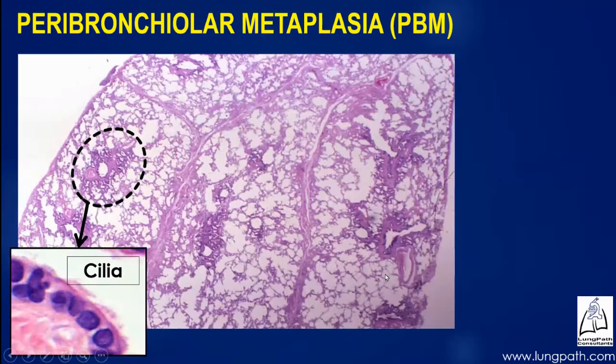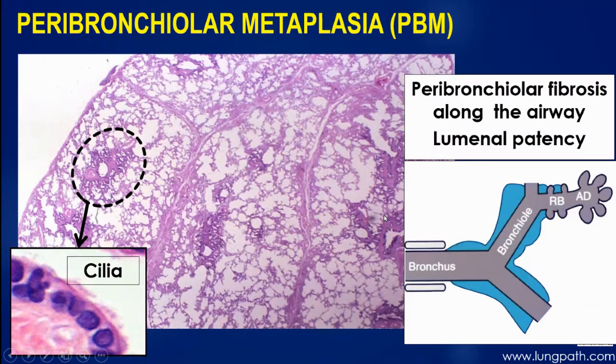Here is another case nicely showing centrilobular pathology with peribronchiolar metaplasia. Sometimes you can be concerned that it might be a form of adenocarcinoma, but finding cilia is a comforting feature to highlight that this is a benign process, as is, of course, the distribution. It's centrilobular. A carcinoma would not tend to show that centrilobular distribution.